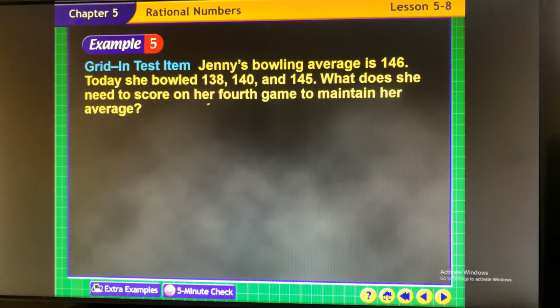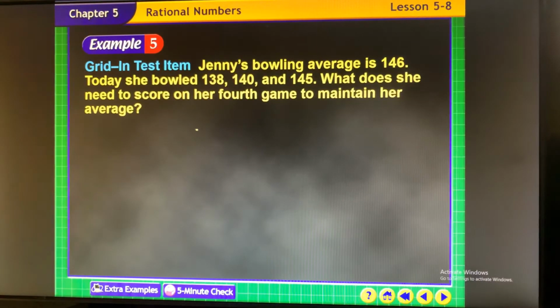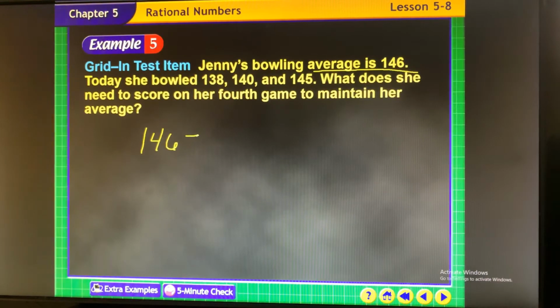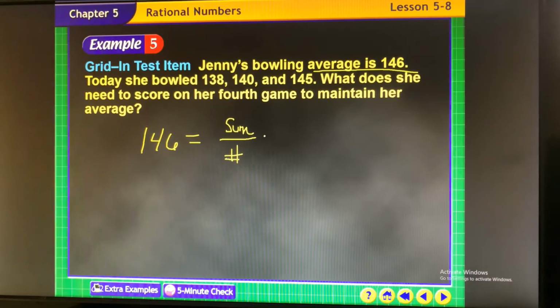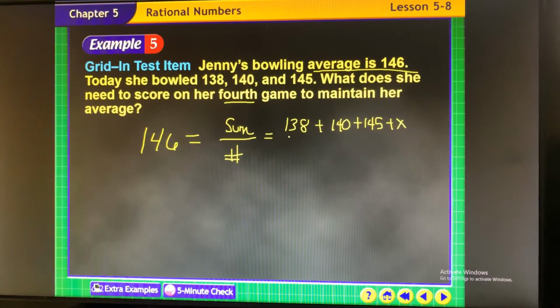Okay, this is a work backwards problem. So this one's important for you to pay attention to. Remember how to find the mean. You add all the numbers up and divide by the numbers that you have. So it's telling you what the average is. So it's saying your average is equal to 146. Remember, it's the sum over the number of numbers. Okay? So I know I have 138 plus 140 plus 145 plus X, because I don't know what her fourth game is.